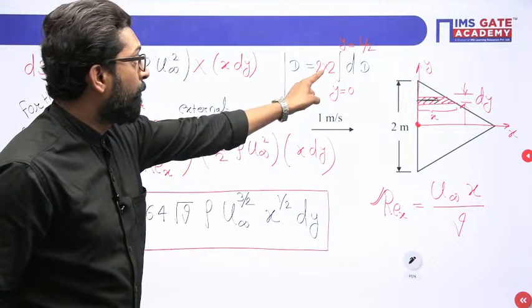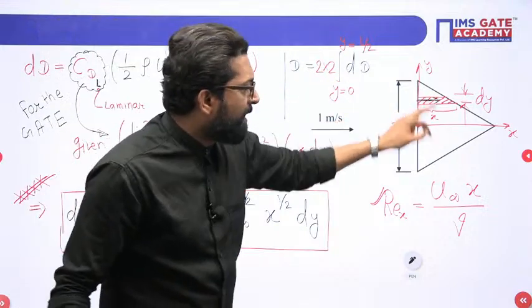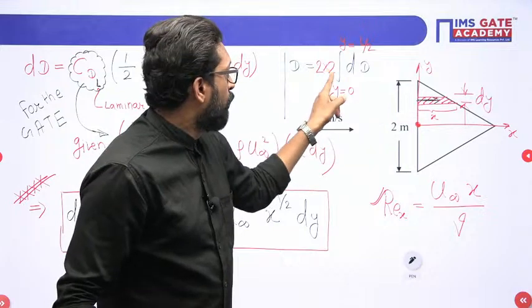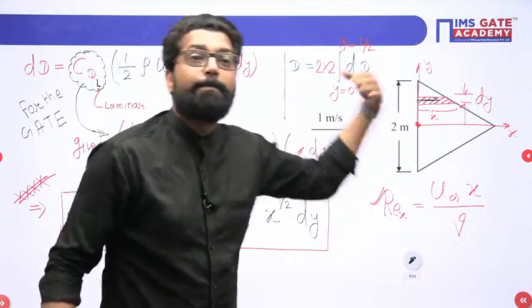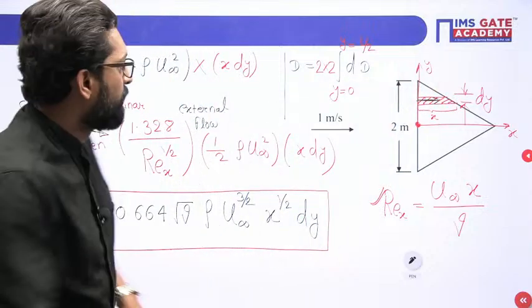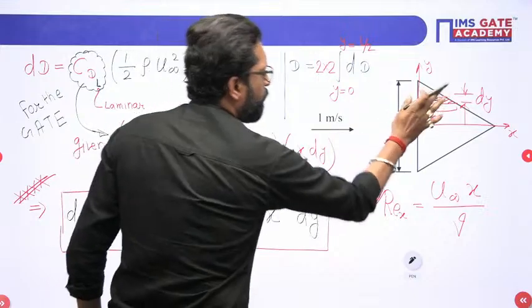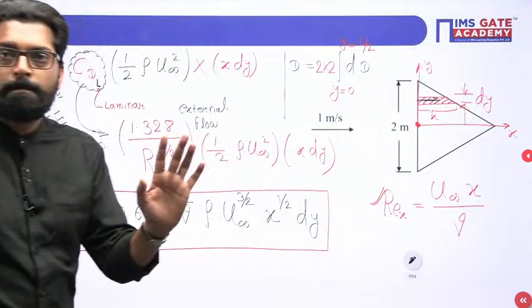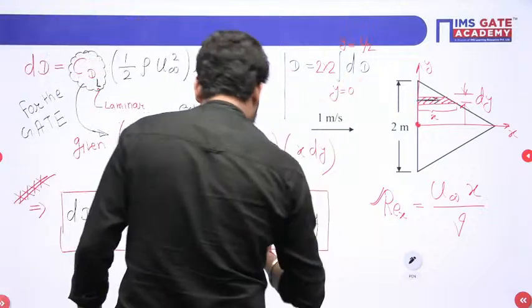Don't forget about the 4 value. This 2 is for top and bottom, and this 2 is for front and back. Clear? This 2 is for top and bottom. This 2 is for front and back. Clear? So here it is 4. So just do the integration.